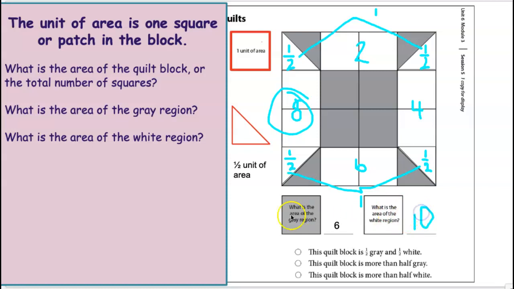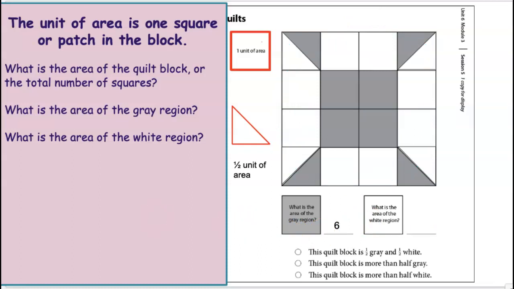It's 10 units. And if I want to double check that, I think about my whole area. I know my whole area is 16 units because I have 16 squares in my block. And I know that 10 plus 6 equals 16.